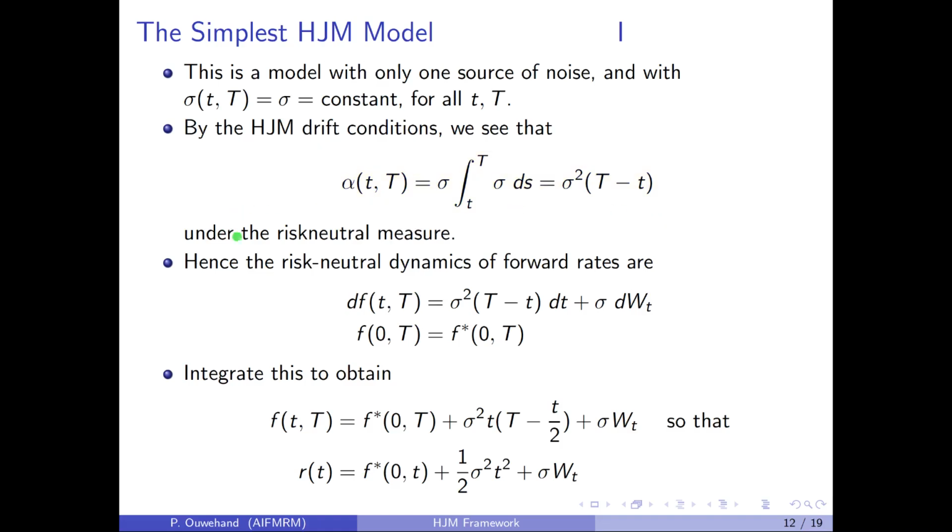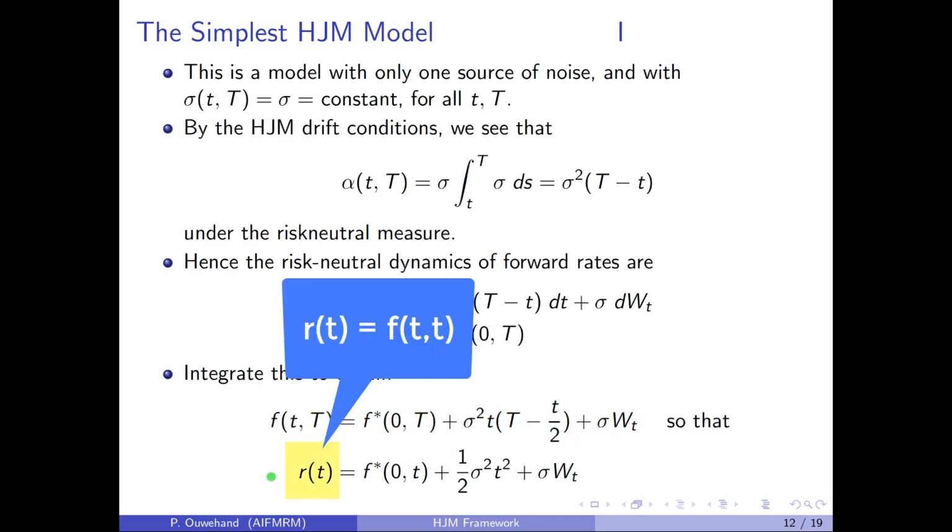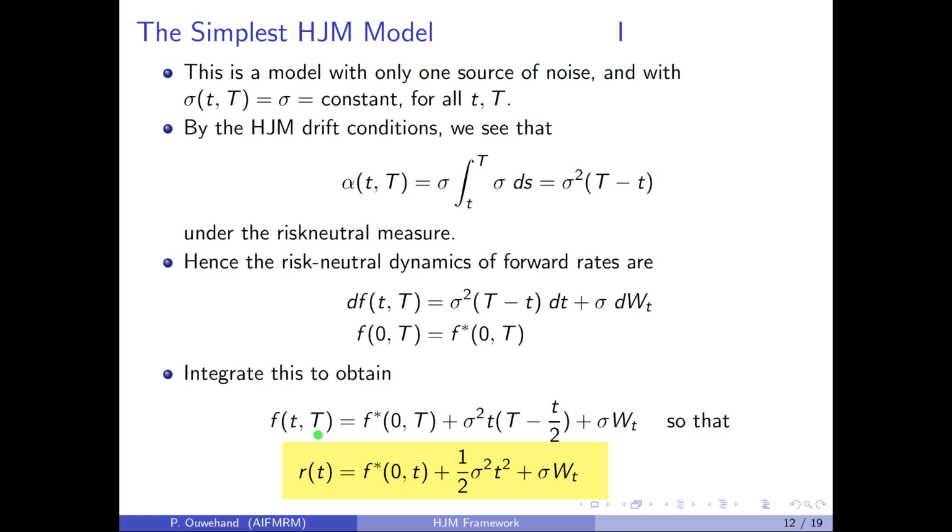And thus the risk-neutral forward rate dynamics must be given as follows. Recall here that f star 0t is the instantaneous forward rate that we observe in the market. If we integrate this stochastic differential equation, we obtain the following expression, as you can easily verify yourself. And if we then use the fact that the short rate is the instantaneous forward rate right now, in other words, it's equal to f little t, that means we must replace capital T here by little t, and we obtain the following expression for the short rate.